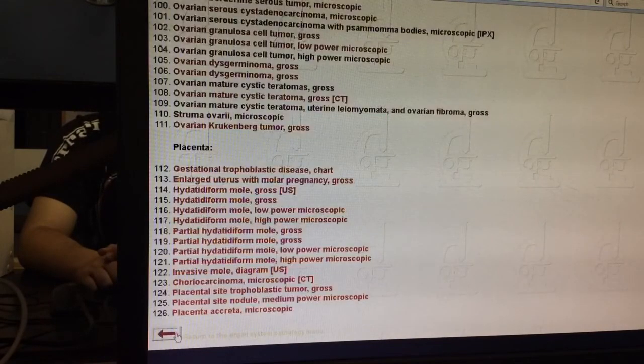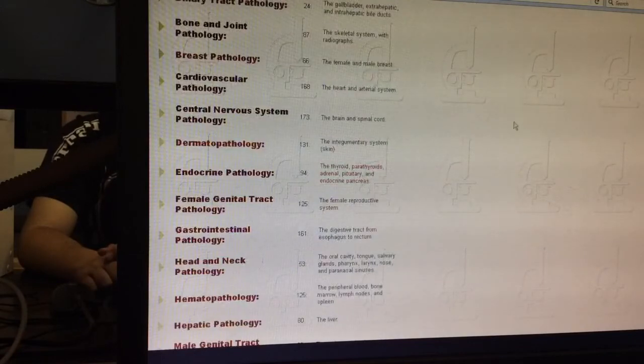Okay, we have finished the female genital system. Now we will move on to the breast.